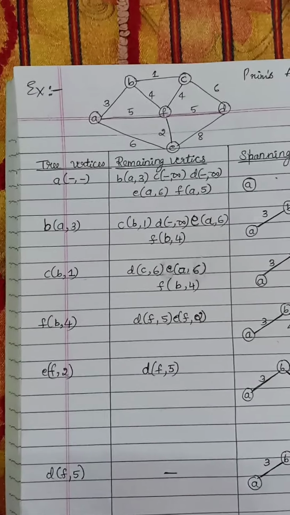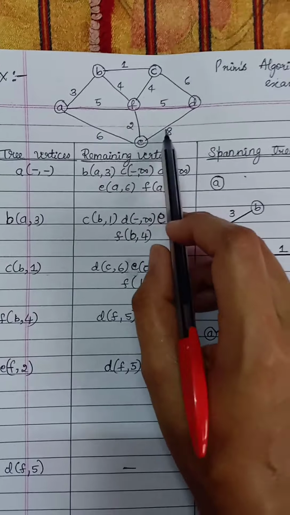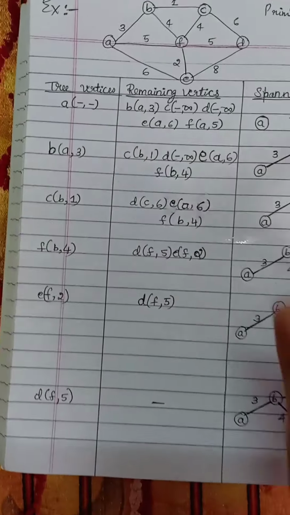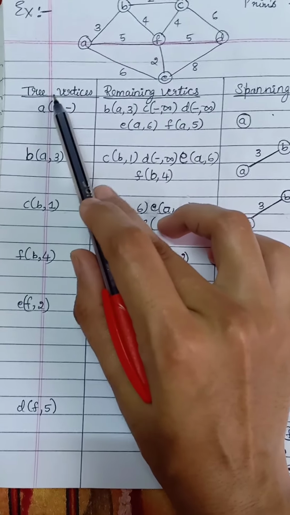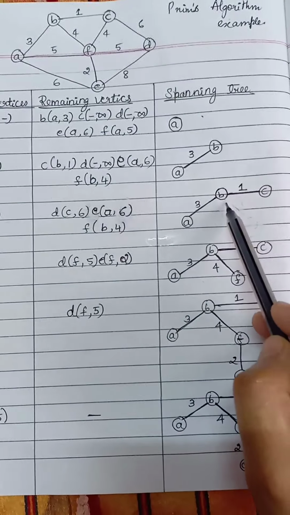So now let us go through a problem. You have a graph. This graph consists of 6 vertices and the respective costs of particular edges are given here. So we will go through it. This is a table which contains tree vertices, remaining vertices and the spanning tree.